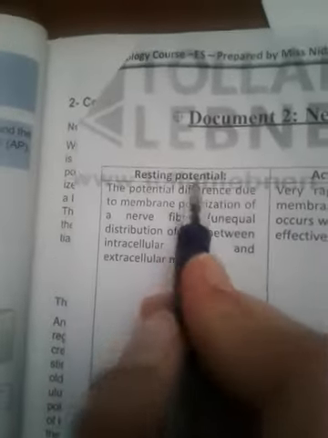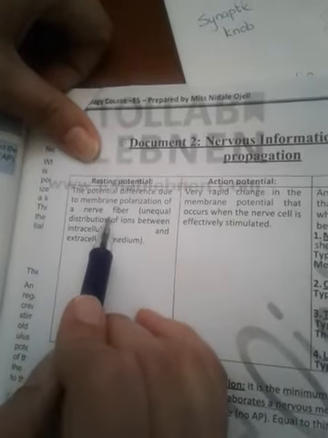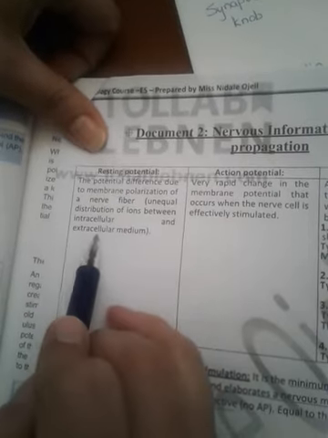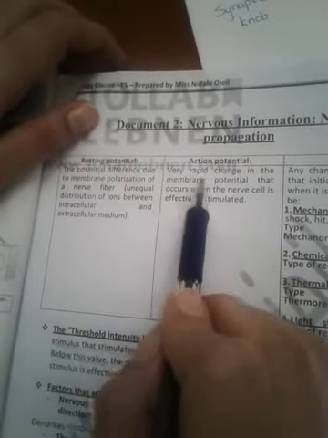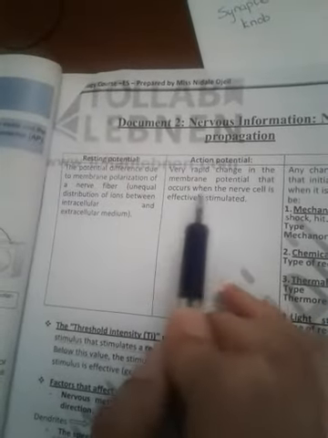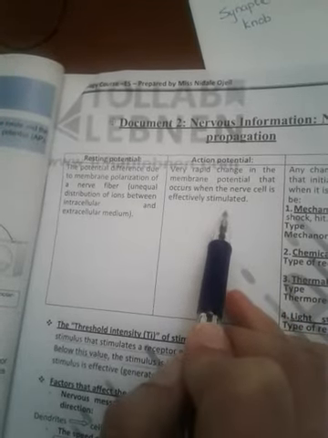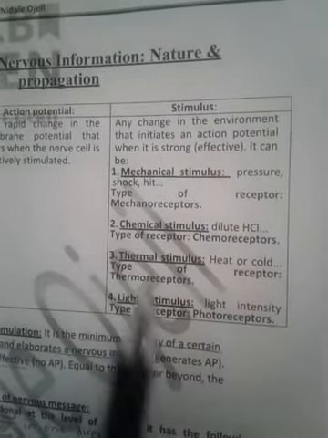So the terms you need to know so far are the resting potential and the action potential. The resting potential is the potential difference due to membrane polarization of a nerve fiber, an unequal distribution of ions between intracellular and extracellular medium. We said it's sodium and potassium. The action potential is a very rapid change in the membrane potential that occurs when the nerve cell is effectively stimulated.